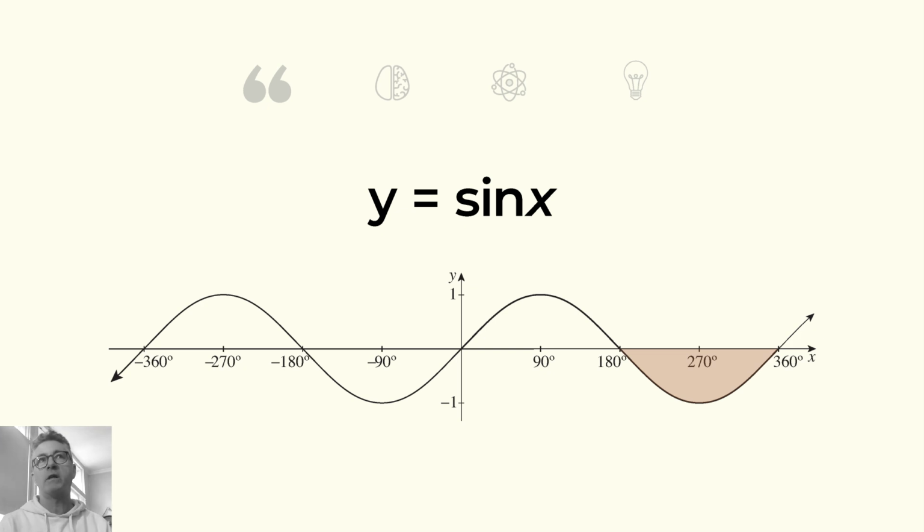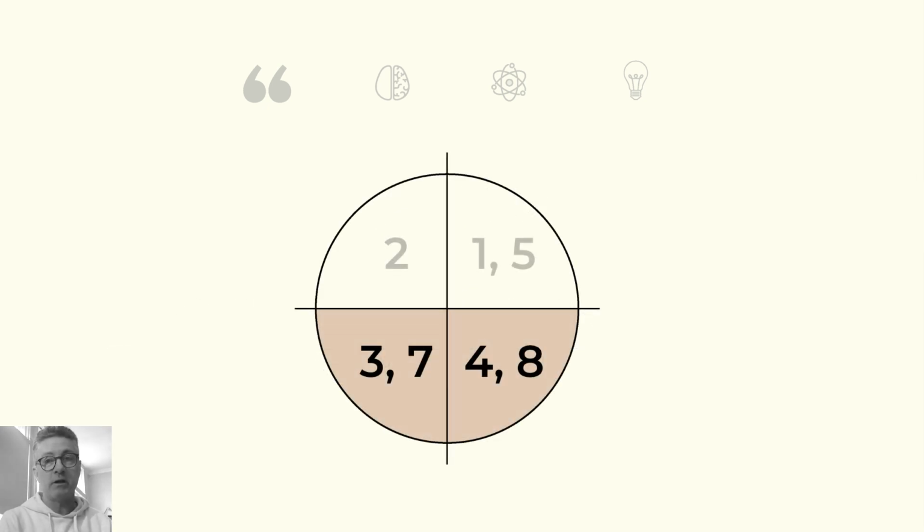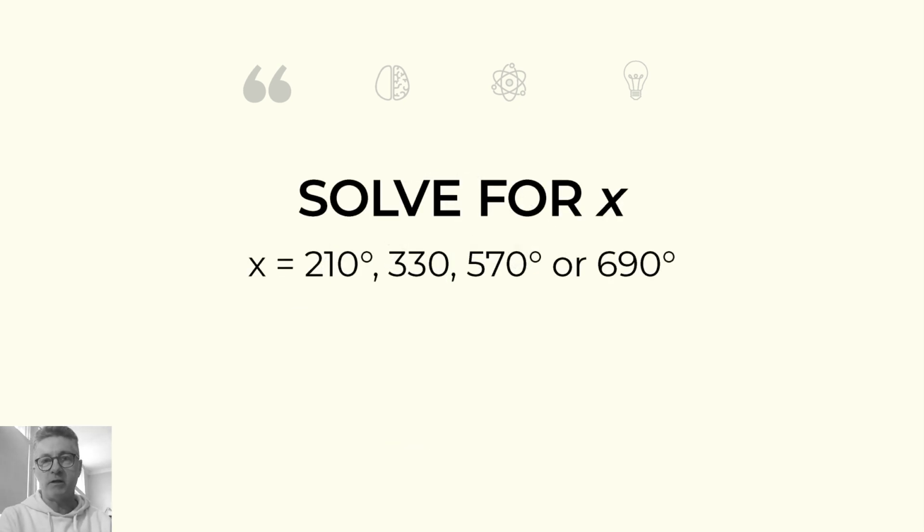But we're also dealing in the seventh and eighth quadrants. So we add 360 degrees to those two results, and we get 570 and 690 degrees.